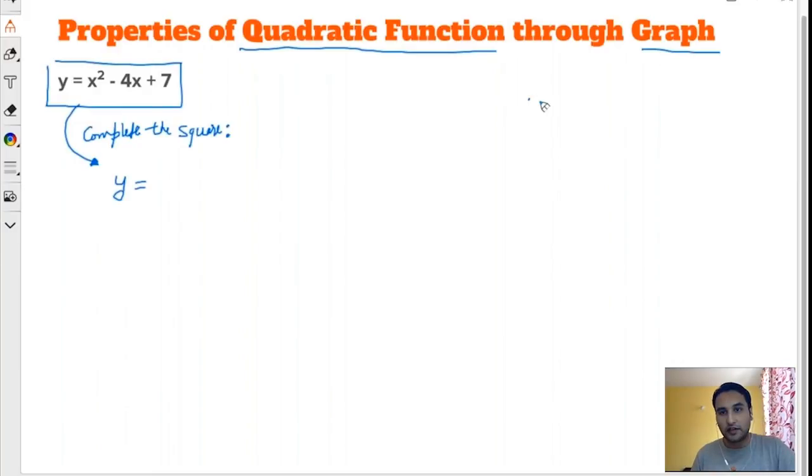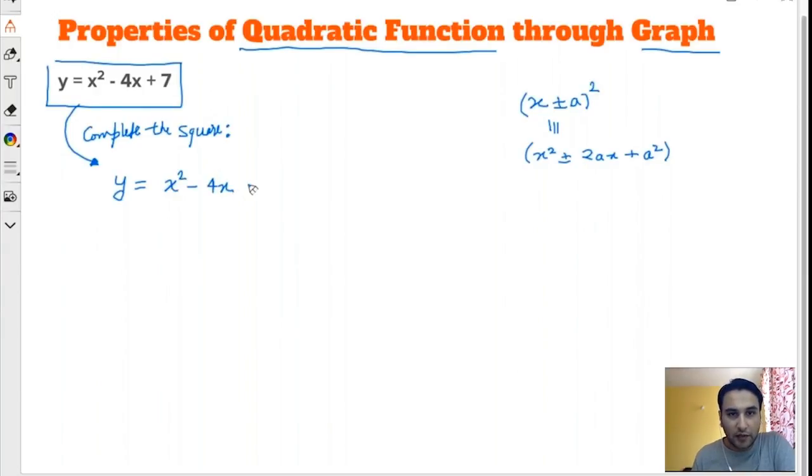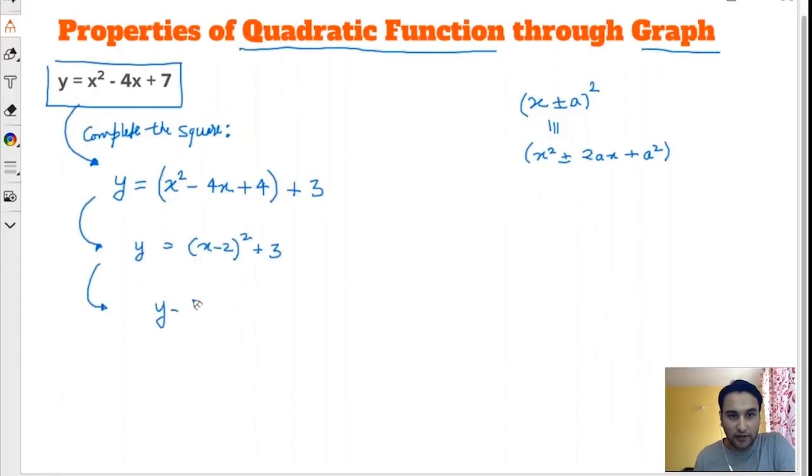Your aim is to create ये square always. Remember? Somehow you create this x square plus minus 2ax plus a square. You always look towards doing this. इसका example लेता हूँ. x square minus 4x. Had there been a 4, I would be very happy, because this becomes a perfect square. बच गया कितना? 3. अलग हटाओ. This can be written as x minus 2 का whole square plus 3. And this can be written as y minus 3 is equal to x minus 2 का whole square.